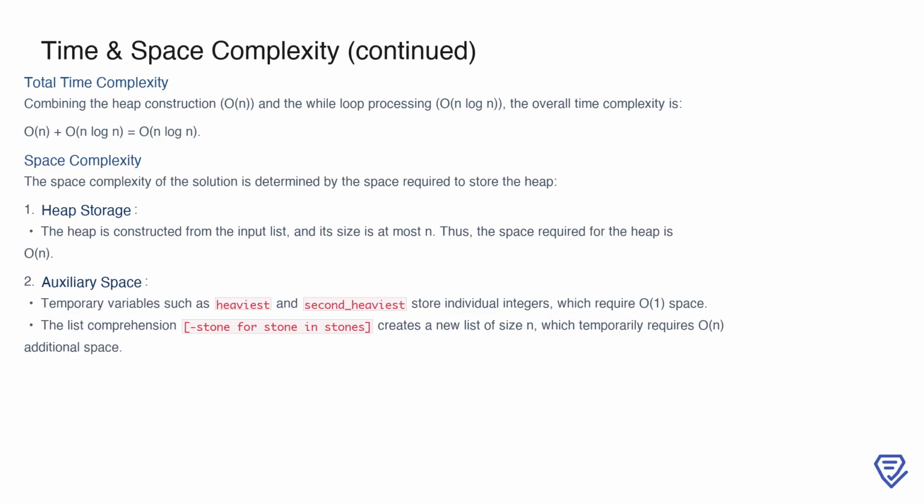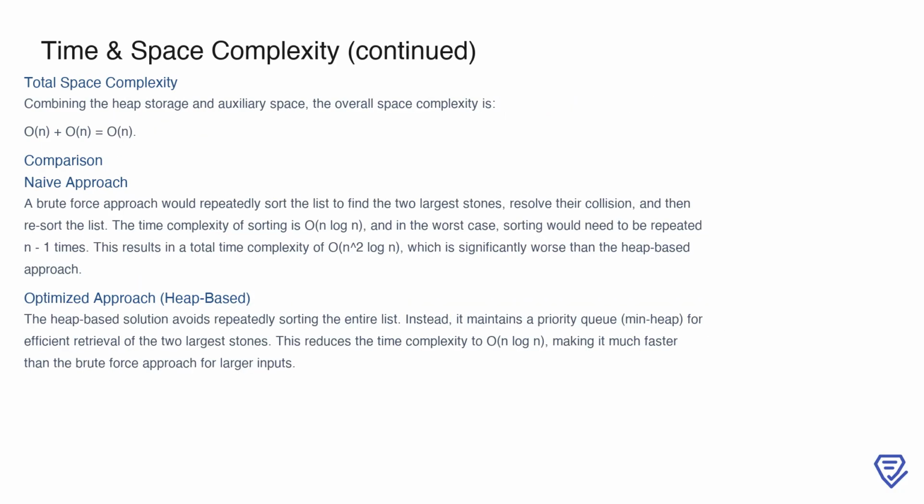However, the list comprehension that converts the stones to negative values temporarily creates a new list of size n, which adds another n space. Therefore, the space complexity includes n for the heap and n for auxiliary operations, but since these are not cumulative, the total space complexity remains n. Combining all considerations, the total space complexity of this solution is n.